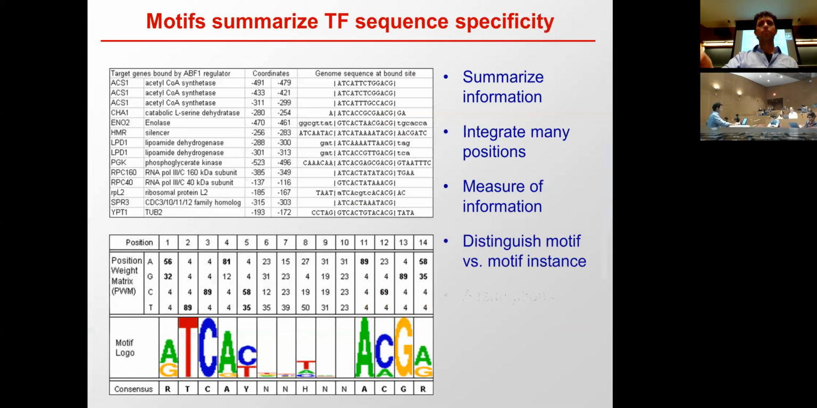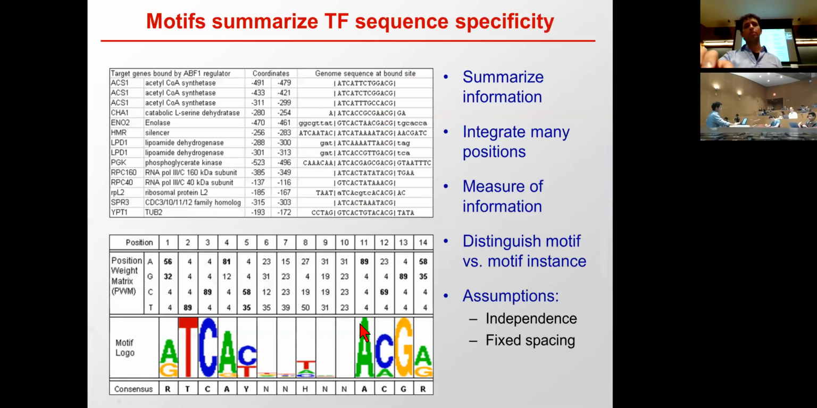Awesome. So they assume independence and fixed spacing. For example, this representation will not be able to capture a variable spacing. And you saw earlier how a protein can bind two different locations, and maybe the spacing doesn't really matter. It just looks for these two halves. And this representation doesn't capture spacing.